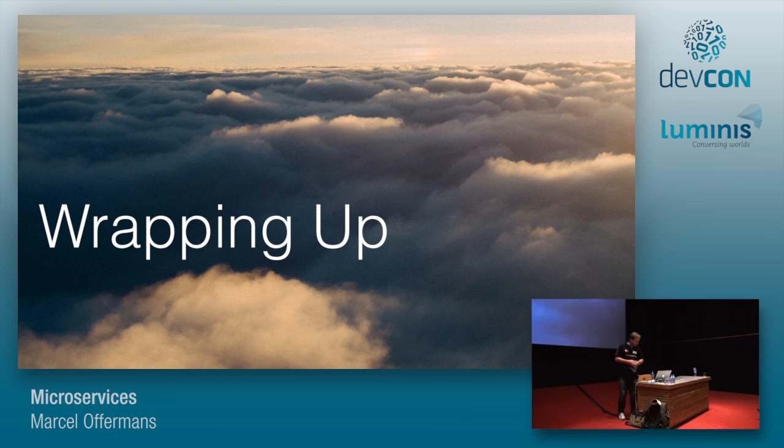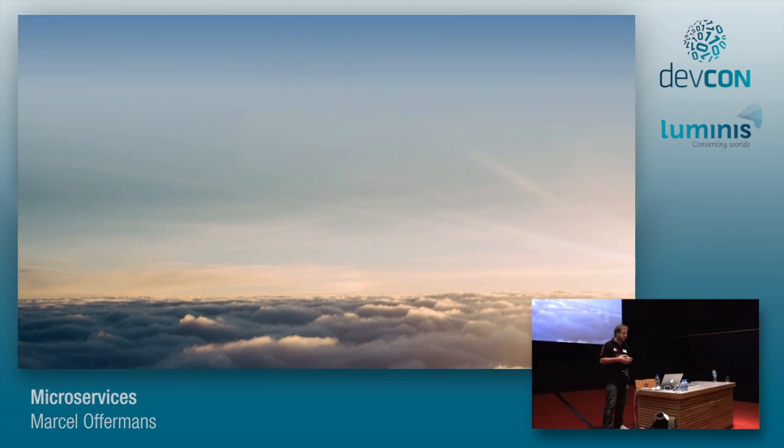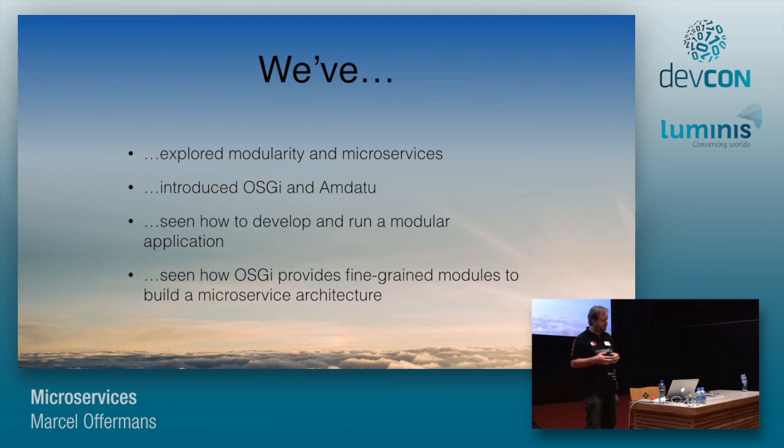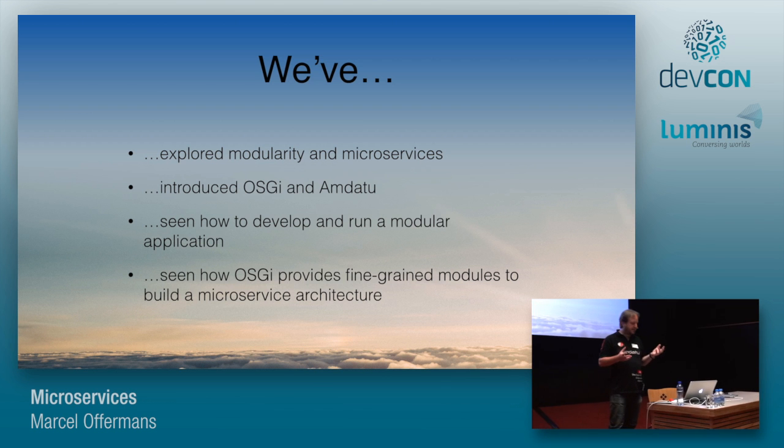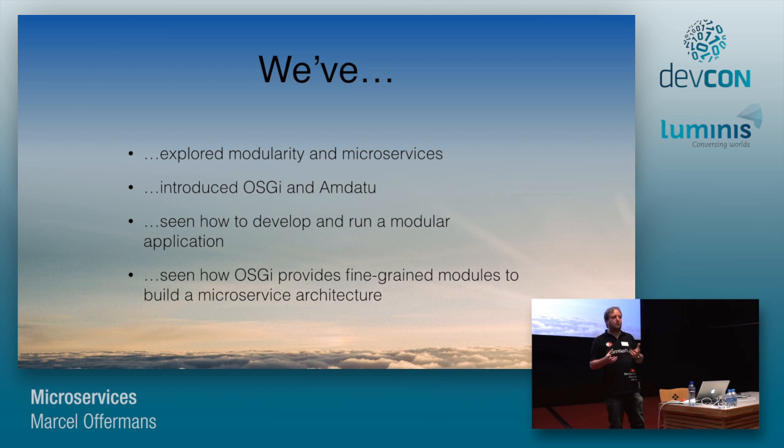So wrapping things up, I gave a short introduction to modularity, to microservices, introduced OSGi and Amdatu, and showed you how to build a modular application using OSGi and based on microservices principles. If you looked at the example, you probably see that it's quite an interesting mix to use OSGi with microservices, because the OSGi modules are even smaller, and by themselves they could never be one single microservice.